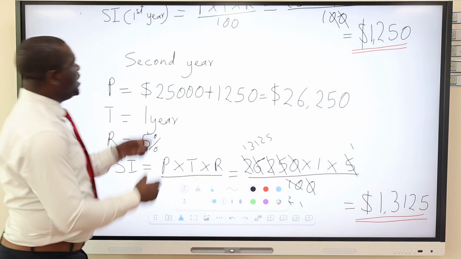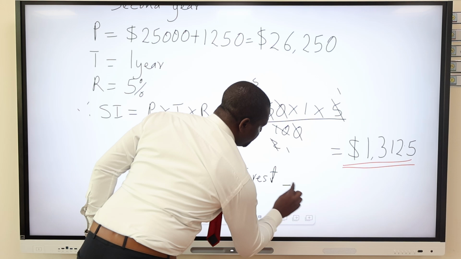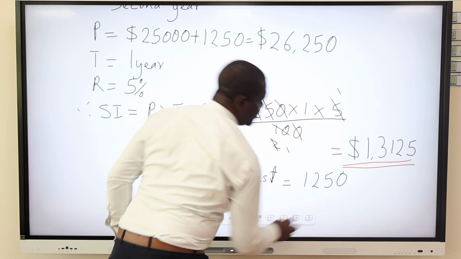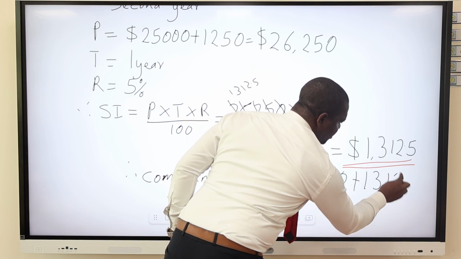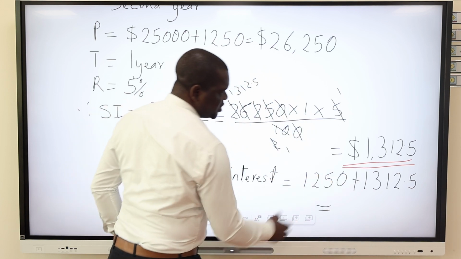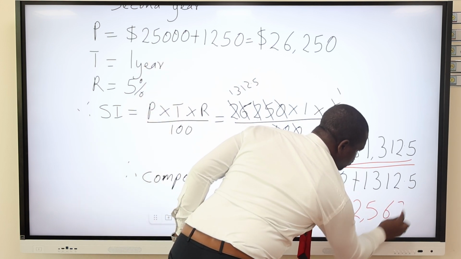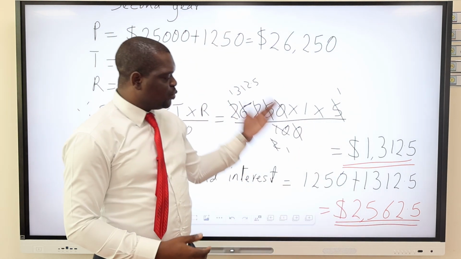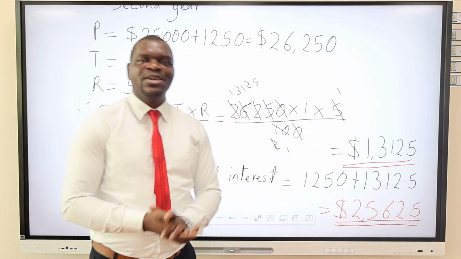But we are asked to calculate the compound interest. So what will be the compound interest? Therefore, compound interest will be equal to, for the first year we had $1,250 plus the second year, which is $1,312.5. In some cases you may wish to round it up, but here we can just add this and this, which will give us $2,562.5. This will be the compound interest on $25,000 for 2 years at 5%, following the steps that we have solved.